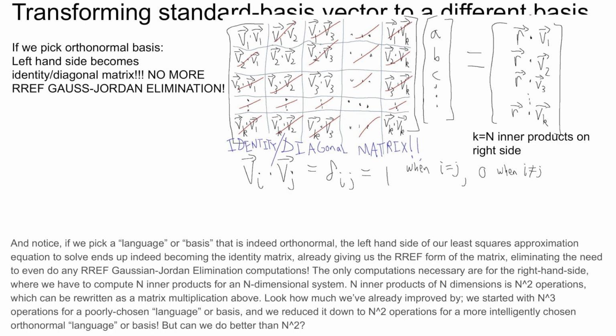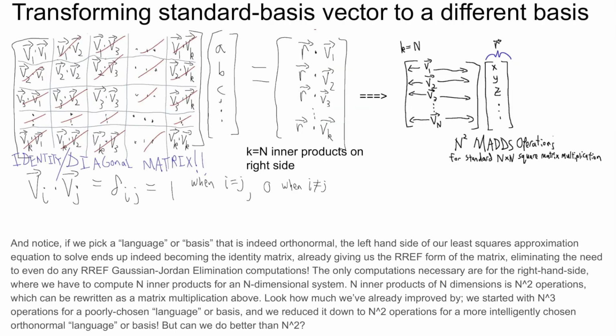And notice, if we pick a language or basis that is indeed orthonormal, the left-hand side of our least squares approximation equation to solve ends up becoming the identity matrix, already giving us the RREF form of the matrix, eliminating the need to even do any RREF Gauss-Jordan elimination computations. The only computations necessary are for the right-hand side, where we have to compute n inner products for an n-dimensional system. N inner products of n dimensions is just n squared operations, which can be rewritten as a matrix multiplication above. Look how much we've already improved by.